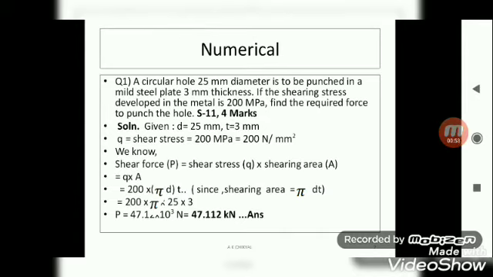First numerical, a circular hole (25 mm) diameter is to be punched in a mild steel plate 3 mm thick. If the shearing stress developed in the metal is 200 MPa, find the required force to punch the hole.